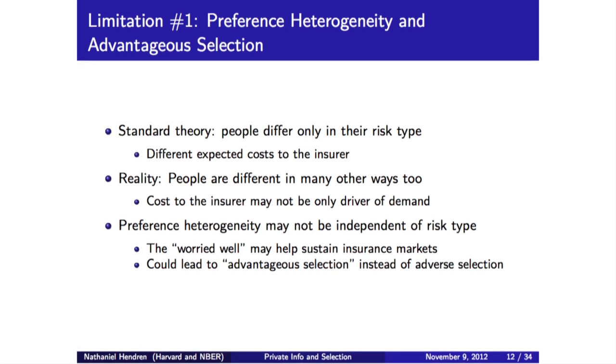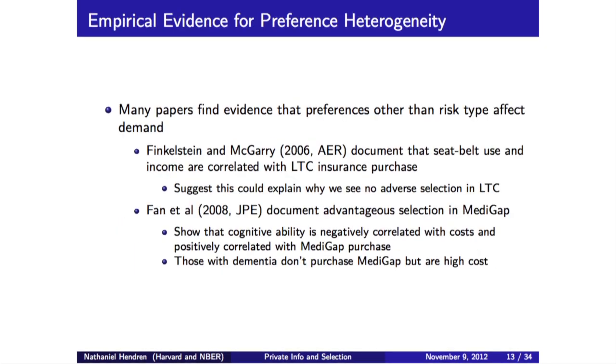Okay. So there are two recent empirical papers trying to find evidence of preference heterogeneity and potential advantageous selection. The first is this Finkelstein and McGarry paper. They document heterogeneity in preference parameters that are unobservable to the insurer, like seatbelt use, that are correlated with demand for insurance. So the idea, this worried well idea, is that there are people that have preferences that matter for their demand for insurance, but don't necessarily affect their riskiness.